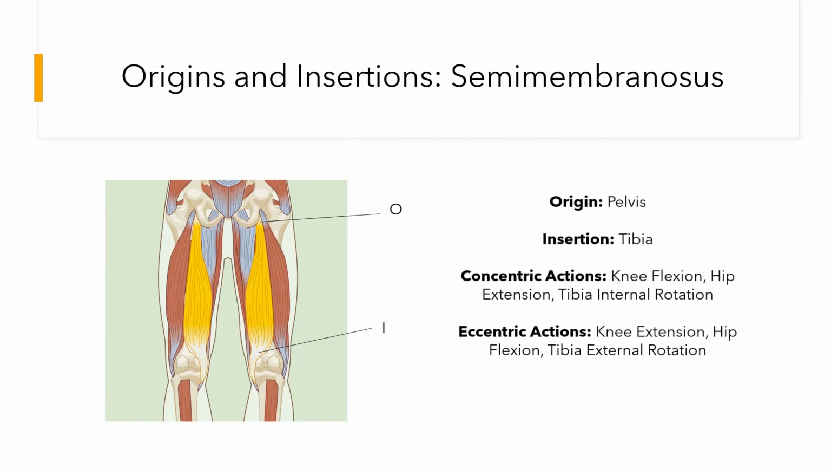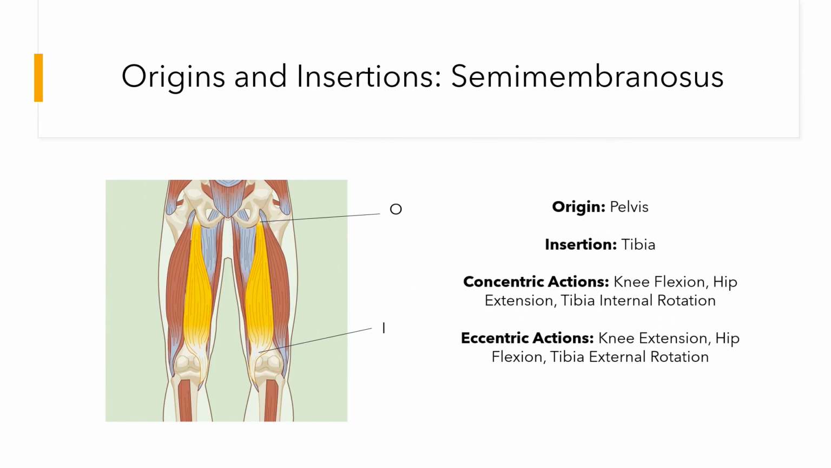The next muscle in the hamstring, semimembranosus, originates in the pelvis, inserts into the tibia this time. So the concentric actions here are knee flexion, hip extension, and tibial internal rotation again. So the tibial internal and external rotation really becomes prominent in things like running and walking, when you're going through the transition of your walking gait, when your foot hits the floor, goes through your mid stance and then out again into your next step.